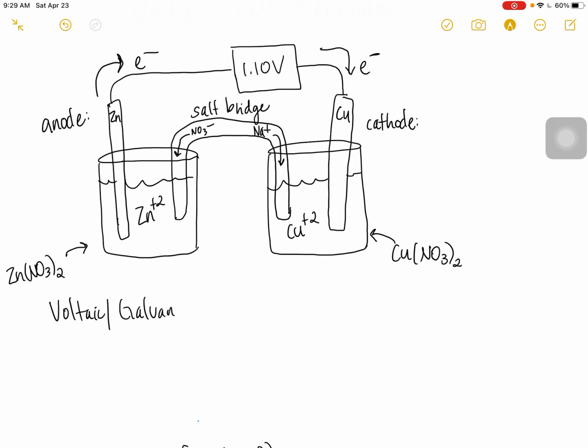Okay, so the discussion here is, what's the driving force behind this reaction? So we know voltaic or galvanic cells are spontaneous. That means they have a negative delta G, right? And it's due to the motion of the electrons.